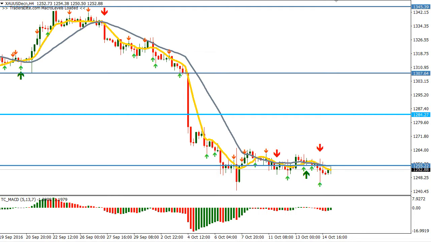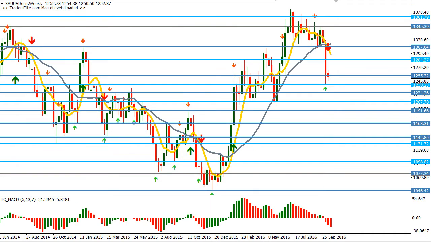Now we'll start on the gold chart. So this is on the 4-hour time frame. Currently, we're in a consolidation pattern, hovering around this 1255 macro level. We did think that it was going to go up, a bit of a correction from earlier on, this big drop. However, it didn't. Well, not as yet anyway.